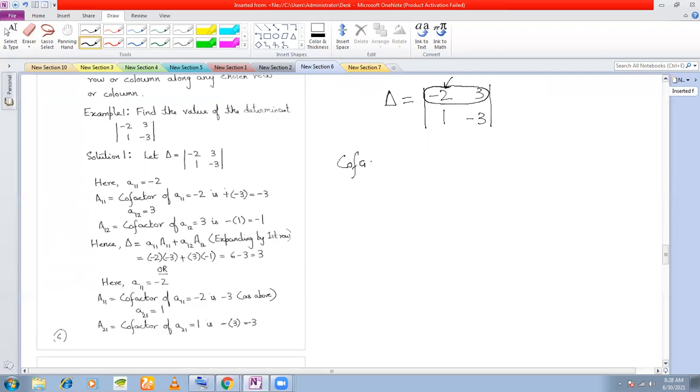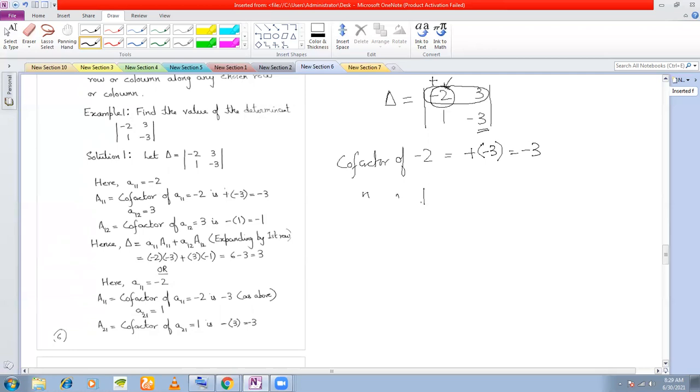So cofactor of minus 2. Cofactor of minus 2 is minus 1 to the power of 1 plus 1 into, or let me use the sign only. What is the sign here? The sign here is a plus sign, right? If you remember, give a plus sign into the minor of this element. What is the minor of this element? It is this element, minus 3. So plus of minus 3. So this is your cofactor, right?